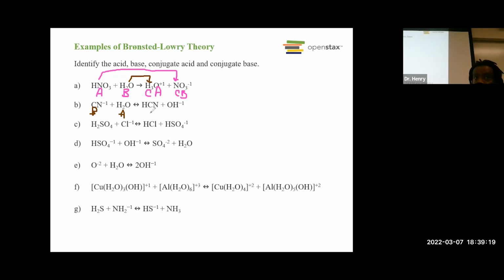So then who's the conjugate acid? Are you sure? Conjugate acid. It means that the equation is going both directions. It's an equilibrium. Yeah, it makes it a lot easier to understand, doesn't it?